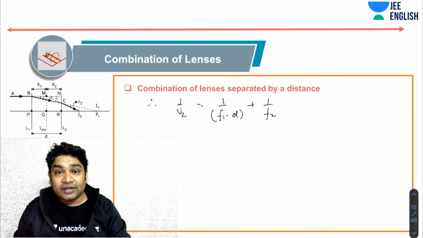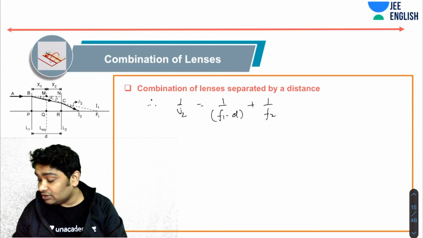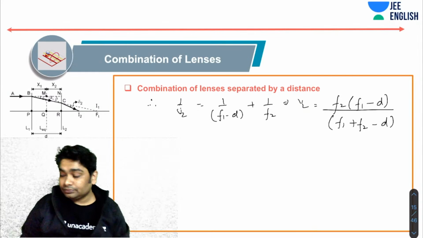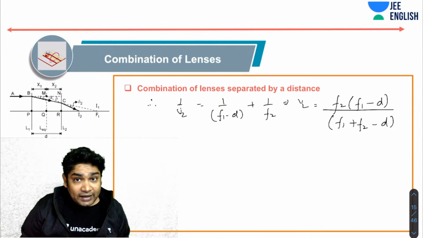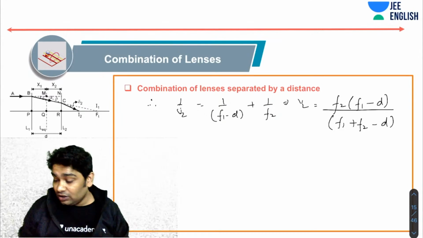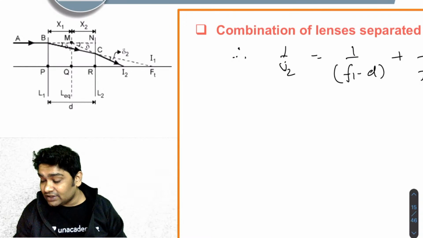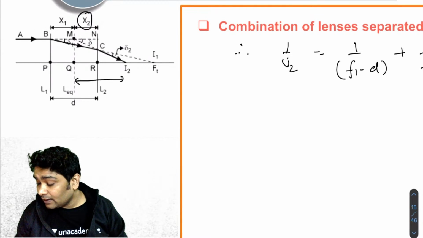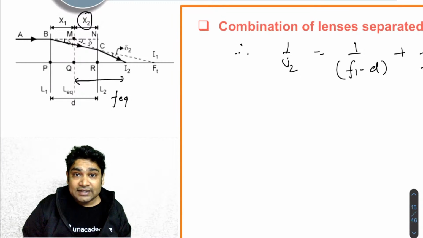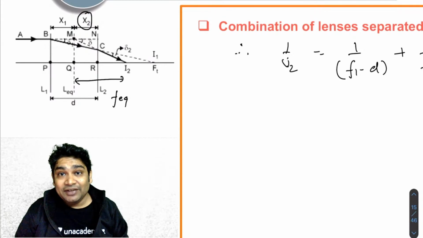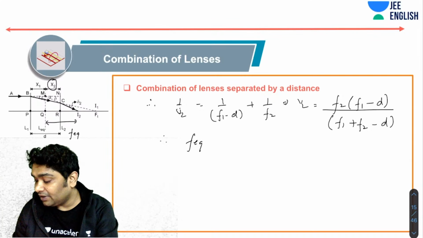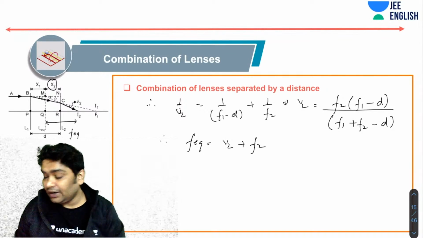Here I have found the position V2. Now from here I can say V2 would be F2 times F1 minus D over F1 plus F2 minus D. This is the position V2. Now I want my equivalent lens to have this exact focal length, right? So if the equivalent lens is kept here, which is at a distance of x2 from lens 2, then this would be the F equivalent. Now, what is the F equivalent? F equivalent would be simply V2 plus x2. So therefore, F equivalent will become V2 plus F2, correct? So that is the first equation that I've got.